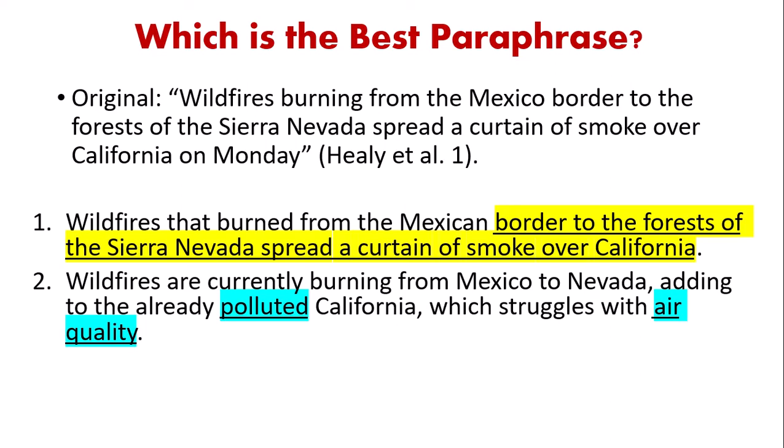Two, I have highlighted polluted California, and it struggles with air quality. And those are ideas that were not in the original text. The original text just is reporting about the wildfires, right? It's not talking about pollution at all. So there we've lost the author's main idea. The other problem is that the Sierra Nevada is actually a mountain range in California. It's not just part of Nevada. And it's not burning in Mexico. It's burning on the Mexican border.